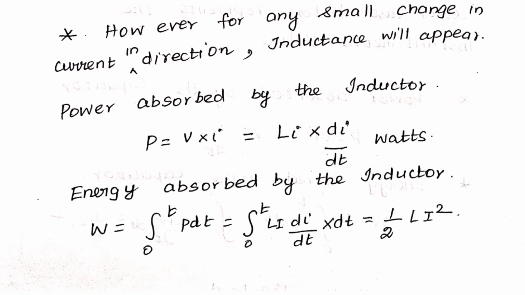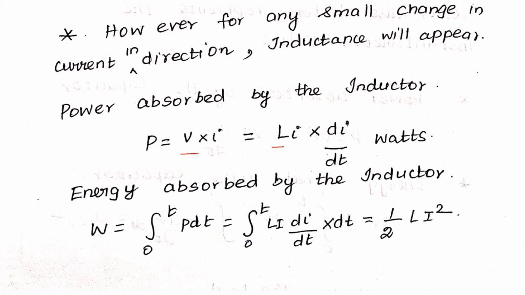Next, what is the power absorbed by the inductor? The same formula as we used in the resistor. P is equal to V into I. Here you have to put V. V is equal to L into di by dt, into I. So L I into di by dt, the unit is watts. Now, energy absorbed by the inductor. In the resistance, the energy is dissipated in the form of heat. But in the inductor, the energy is stored in a magnetic field.